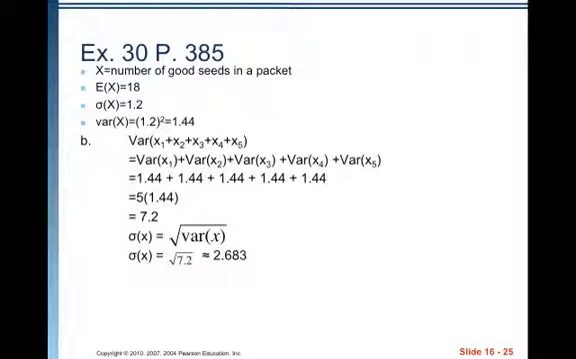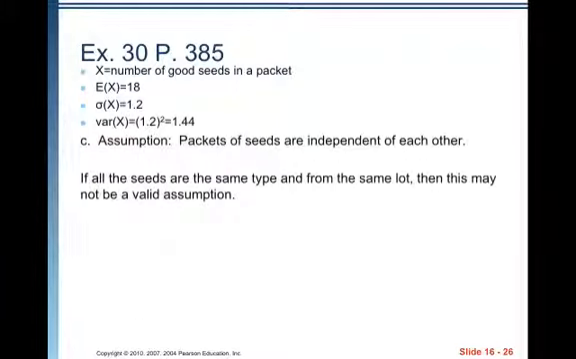So we've got 5 times 1.44, which is 7.2. So that's the variance. So now we're going to take the square root, and the square root of 7.2 is 2.683, approximately.